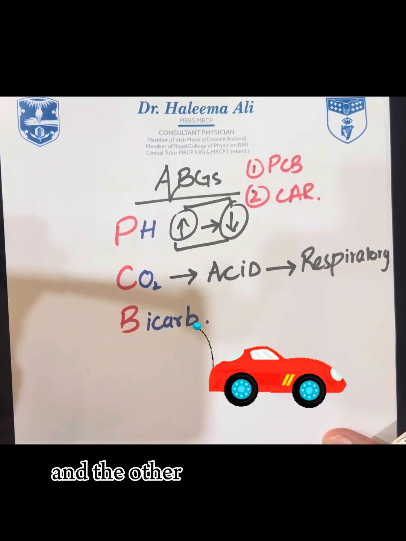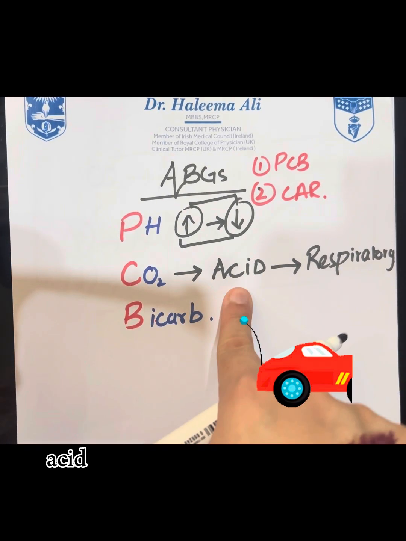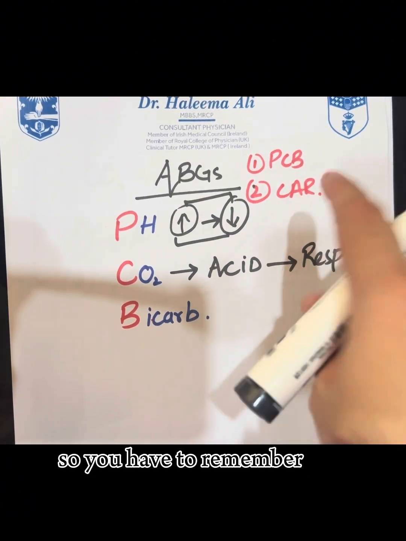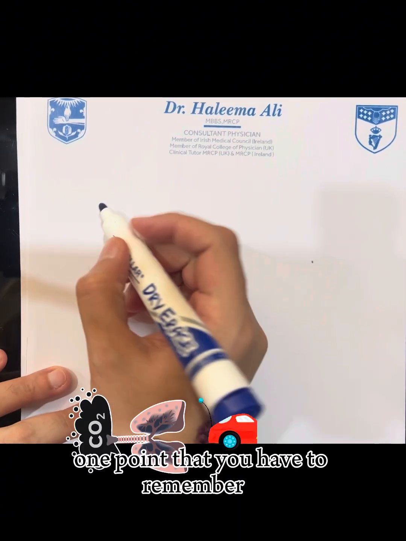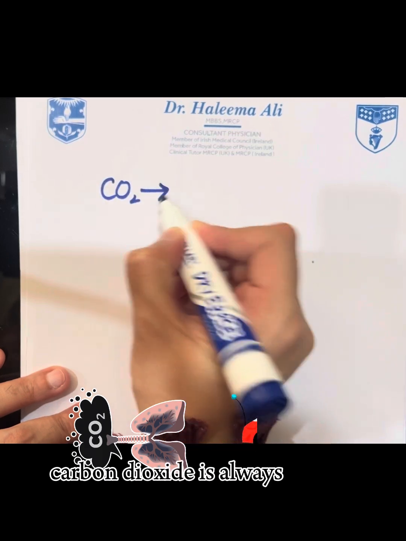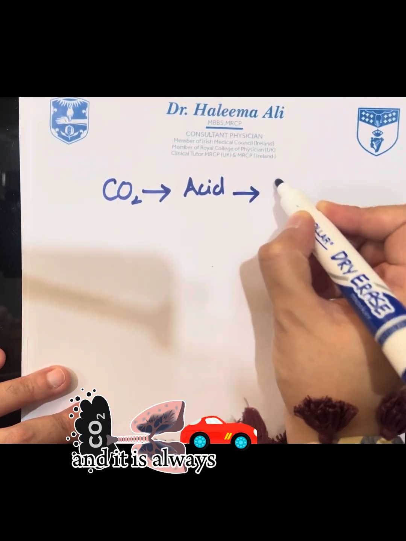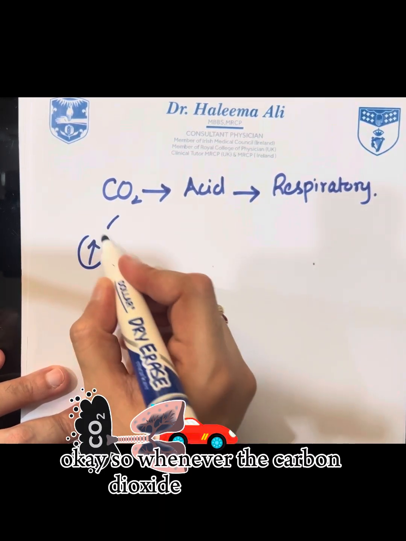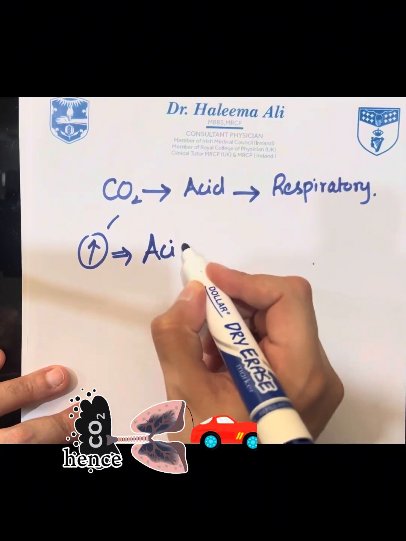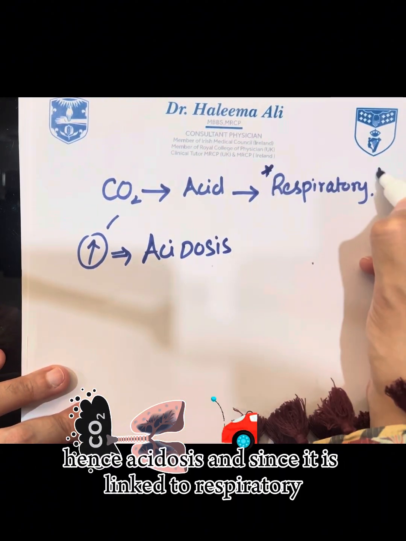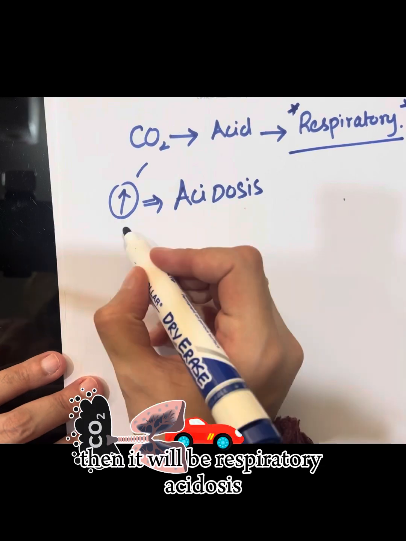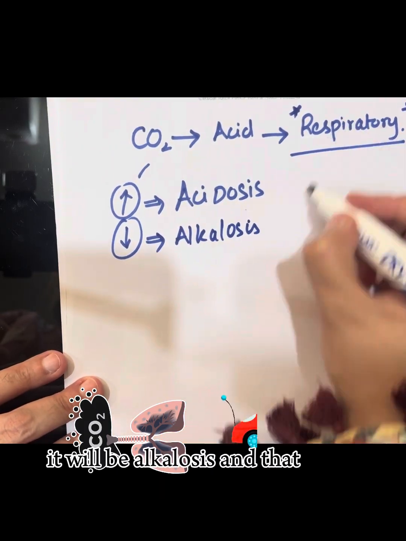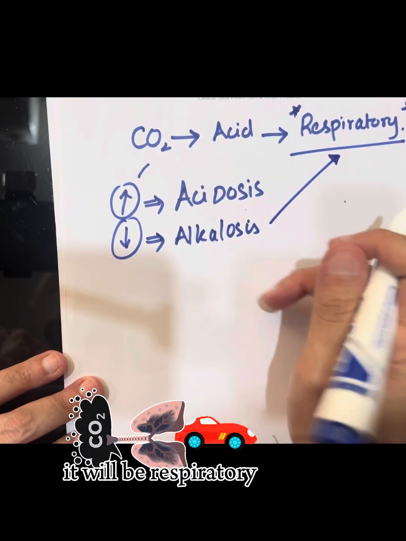In PCB we have pH, carbon dioxide and bicarb, which we are supposed to see whenever we interpret the ABGs. The other mnemonic is CAR, which stands for carbon dioxide, acid and respiratory, which I will explain in a little while. So you have to remember just these. Carbon dioxide is always an acid and it is always linked with respiratory. Whenever the carbon dioxide is increased, it means the acid is increased, hence acidosis. Since it is linked to respiratory, it will be respiratory acidosis. And when carbon dioxide is decreased, it will be alkalosis, and since it is linked to respiratory, it will be respiratory alkalosis.